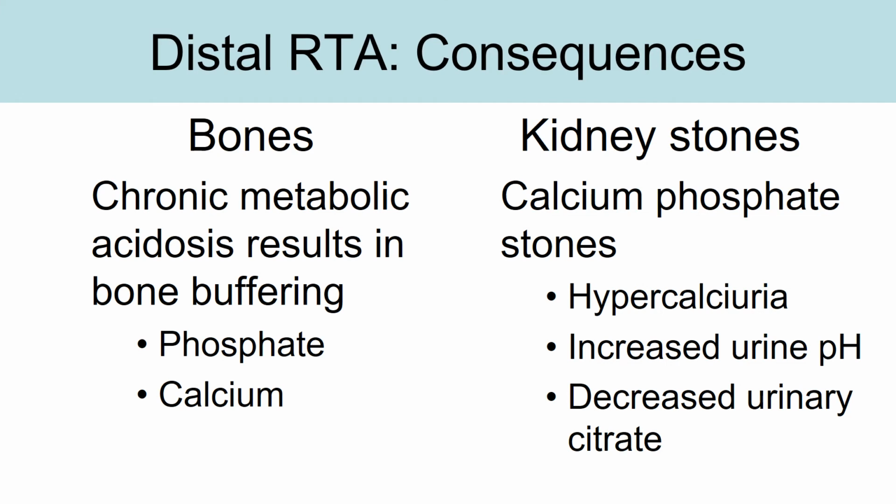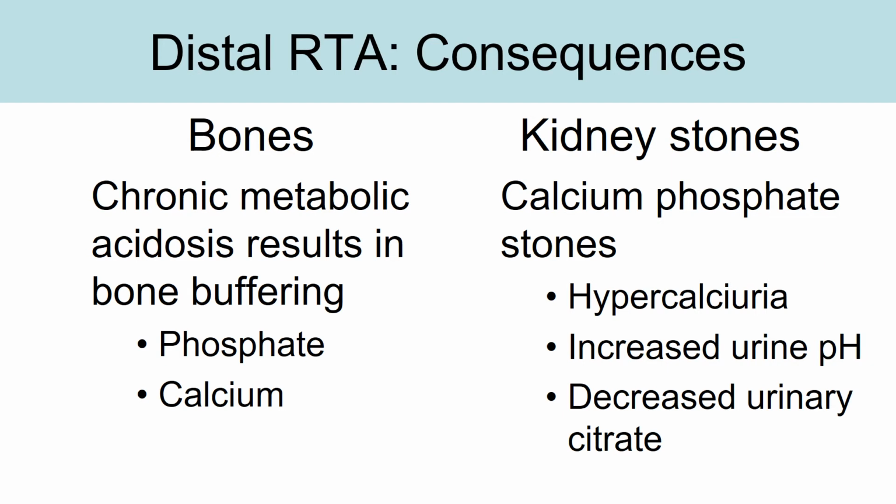The consequences of distal RTA are more severe compared to the proximal RTA. The bones, because of the chronic metabolic acidosis, which is severe or much more pronounced, the bicarbonate levels can go down as low as 5, 8 in some of the severe cases.